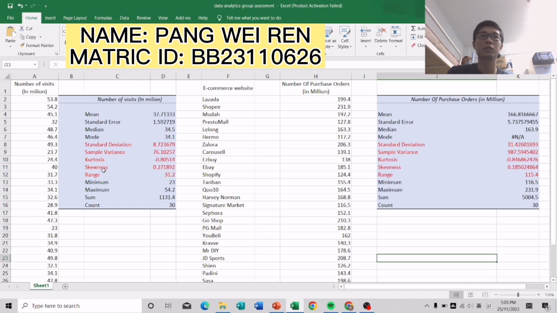Then the skewness for the number of visits is 0.271892. Then the skewness for the number of purchase orders is 0.18502248664. And lastly, the range for the number of visits is 31.2, and the range for the number of purchase orders is 115.4.